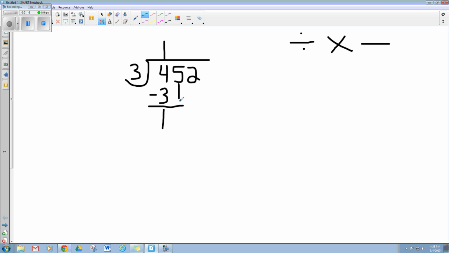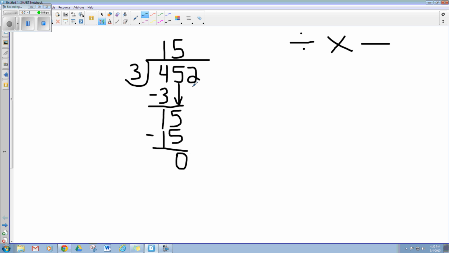Now what I do is I bring down my 5 to add it to the 1. So now I'm looking at 15. How many times does 3 go into 15? We know 3 goes into 15 5 times. Now we've divided, so now we're multiplying again. 5 times 3 is 15. We subtract, and we're left with 0.